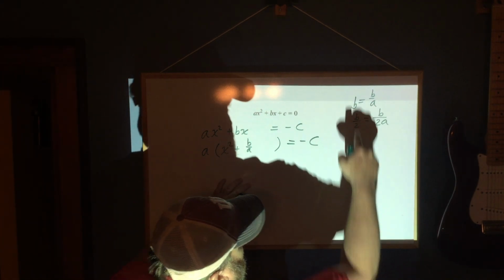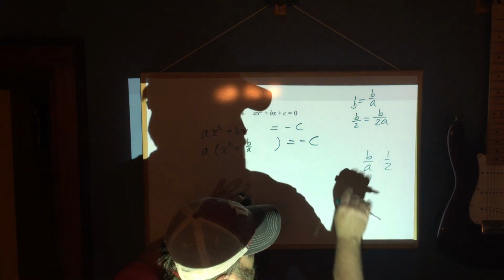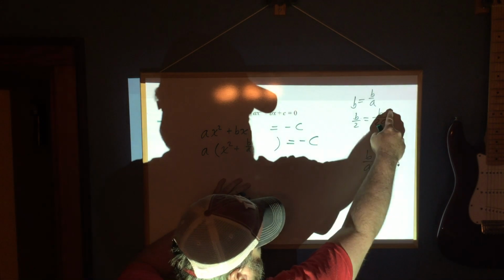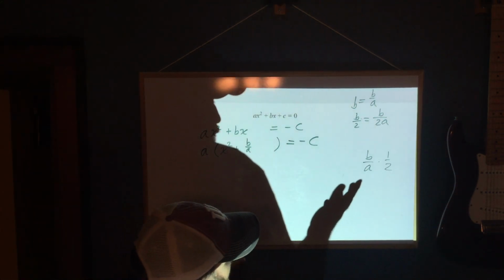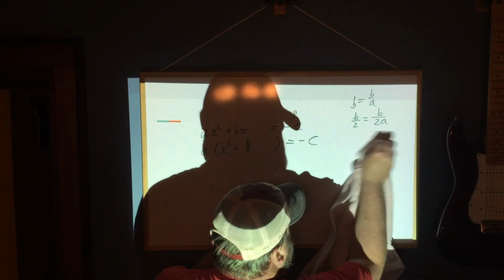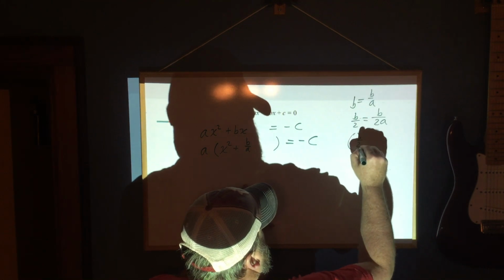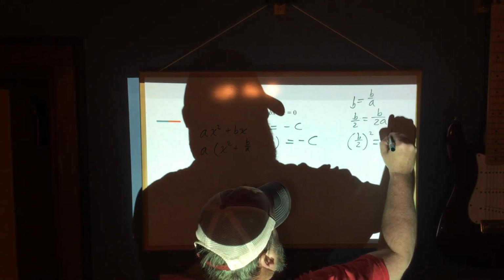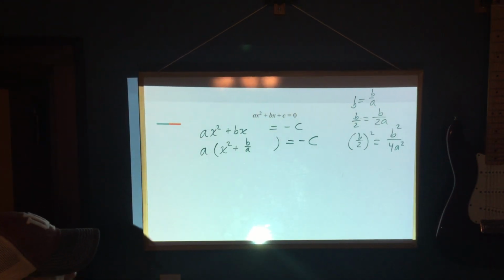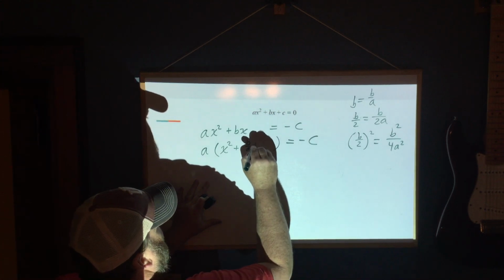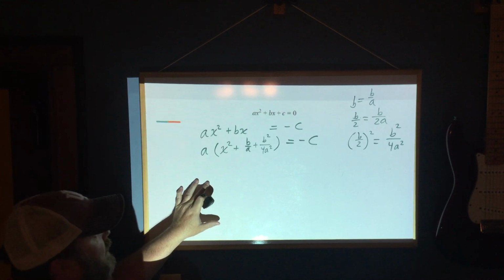Imagine taking b over a times a half. You can see we get b times 1 is b, and then a times 2 is 2a. So half of b over a is b over 2a. And then if you take that and square it, we get b squared over 4a squared. So to complete this square, I have to add b squared over 4a squared.